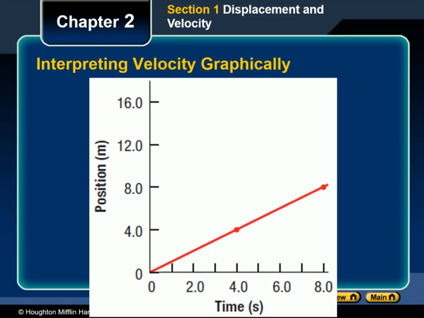The object moves 4.0 meters in the time interval between t equals 0 seconds and t equals 4.0 seconds. Likewise, the object moves an additional 4.0 meters in the time interval between t equals 4.0 seconds and t equals 8.0 seconds. From these data, we can see that the average velocity for each of these time intervals is positive 1.0 meters per second, because the average velocity is equal to the change in position divided by the change in time, which is to say 4.0 meters divided by 4.0 seconds. Because the average velocity does not change, the object is moving with a constant velocity of positive 1.0 meters per second, and its motion is represented by a straight line on the position time graph.